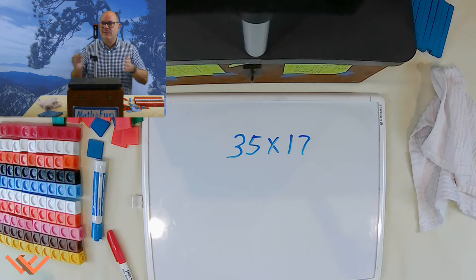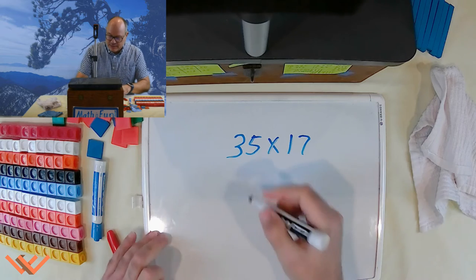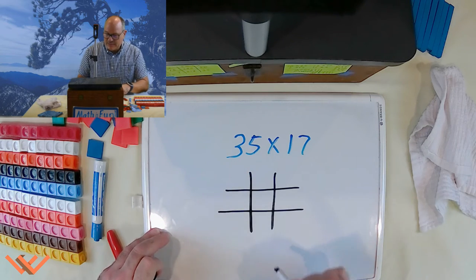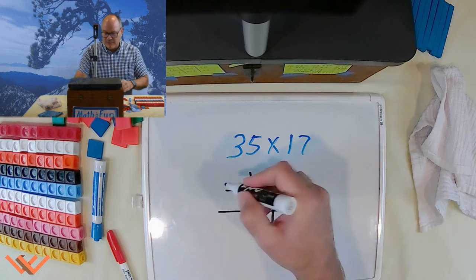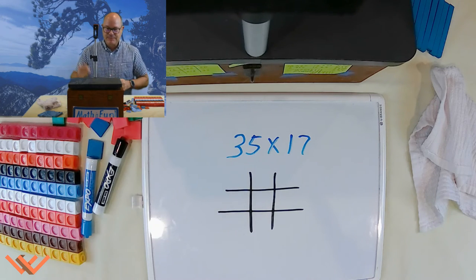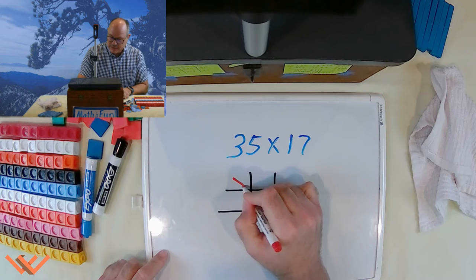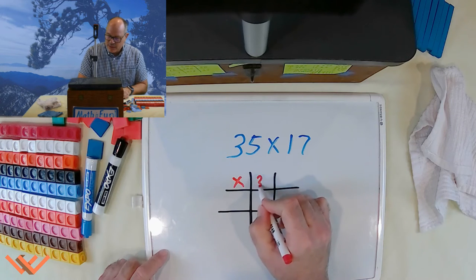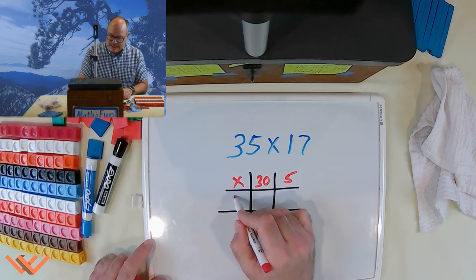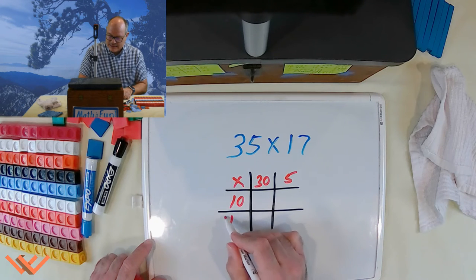See how I'm making this fun? I'm using real numbers to do this. So the box method is, let's say, a tic-tac-toe. Some people draw the box all around it. I'm not going to worry about that right now. So let's plug in these numbers, okay? So if I have here, this is multiplication, 30 and 5, and then I have 10 and 7.